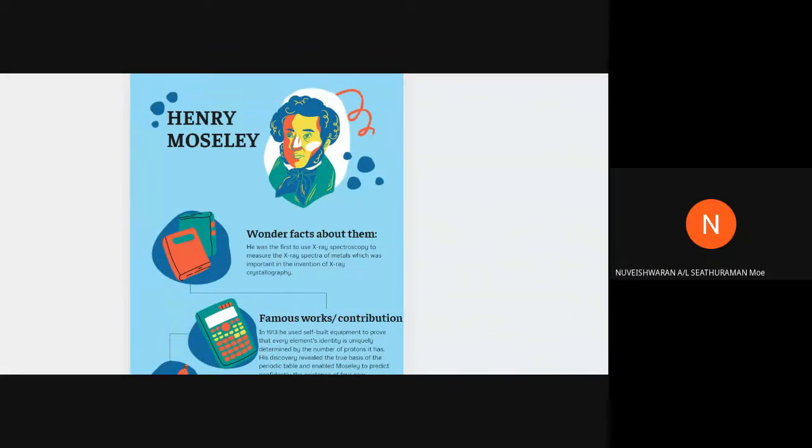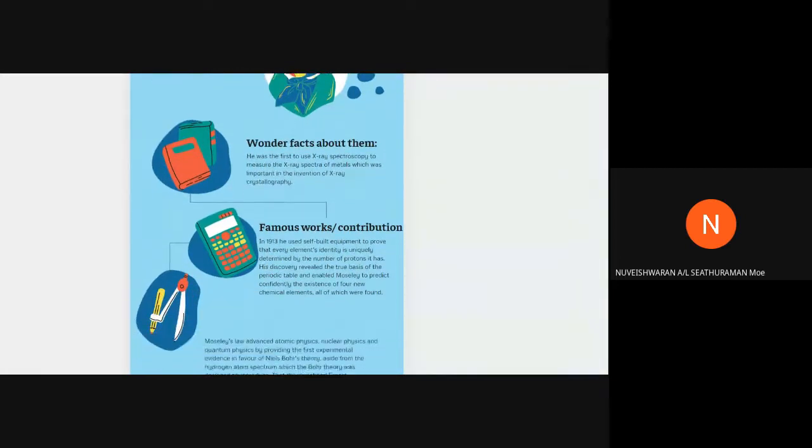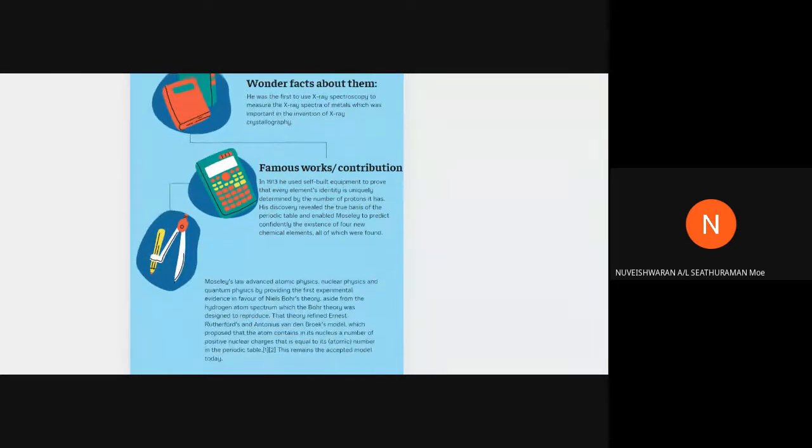Henry Moseley. Wonder facts about him. He was the first to use X-ray spectroscopy to measure the X-ray spectra of metals, which was important in the invention of X-ray crystallography. His famous works and contribution.